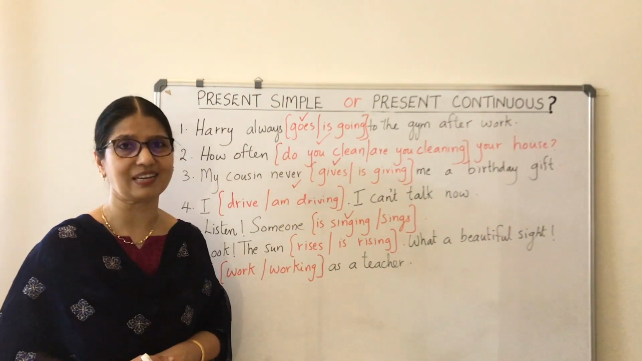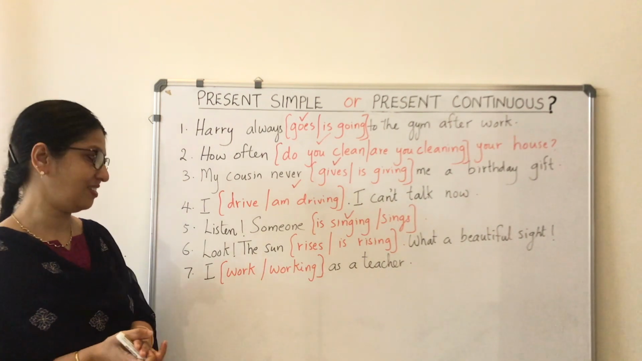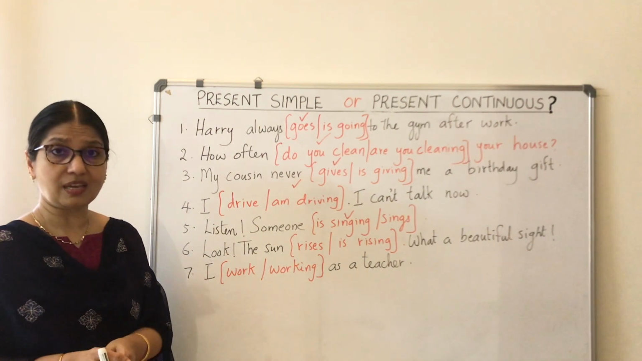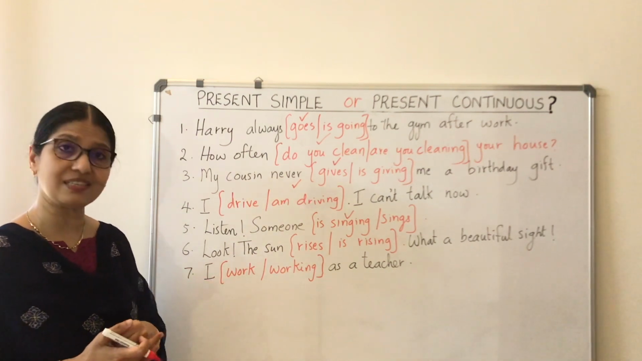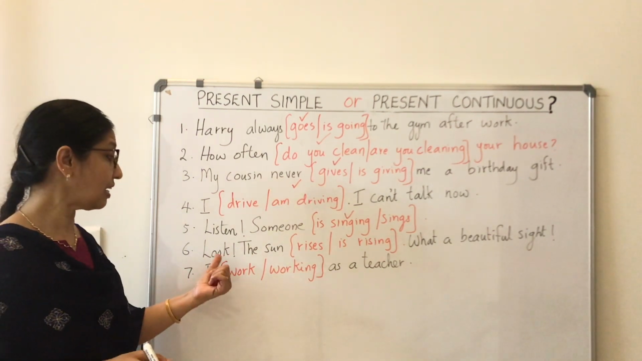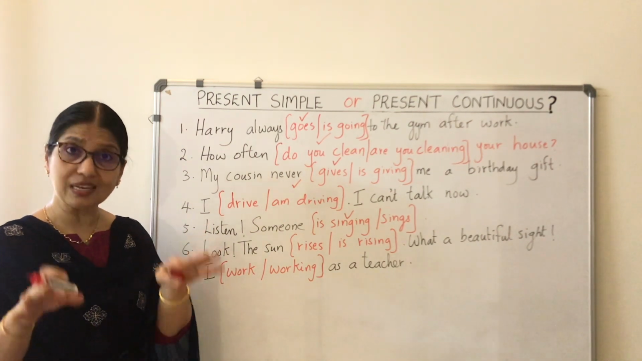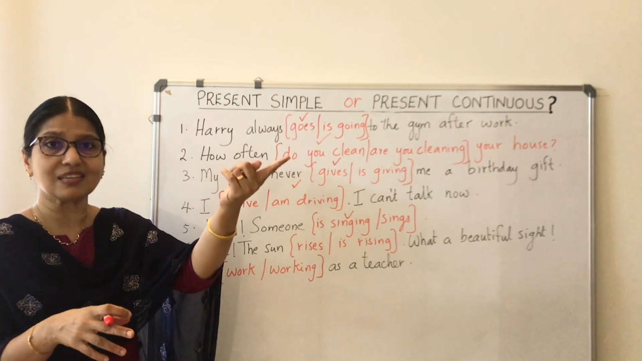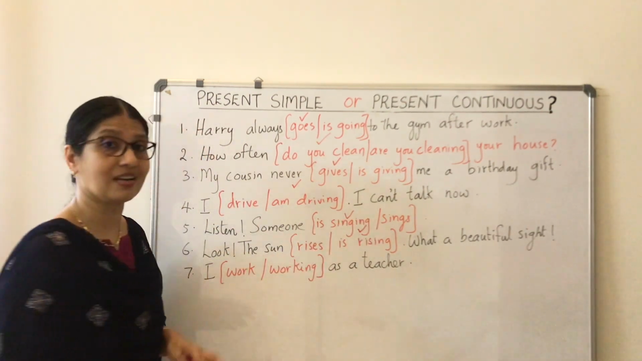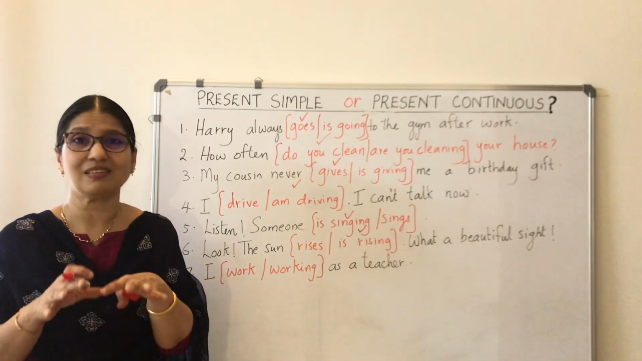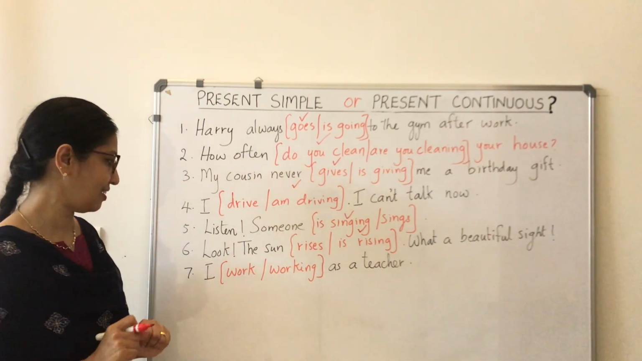What a beautiful sight. So this is what I was talking about at the beginning of the lesson. We usually say the sun rises in the east. So is it wrong to say the sun is rising? It depends on a context. Here I have used the word look. So that means it's happening right now. So I can say, look, the sun is rising and it's a beautiful sight. So in this case, we can use the sun is rising. But if you talk about that as a general truth or a fact, you should say the sun rises.